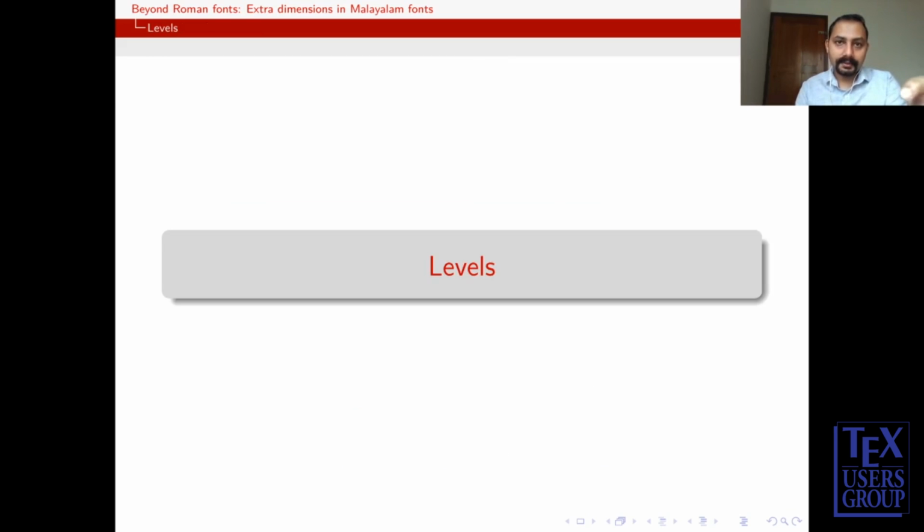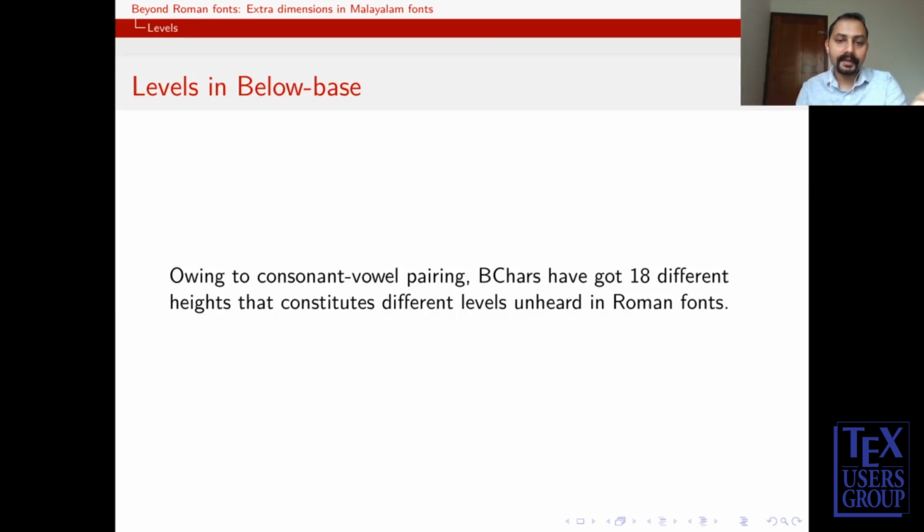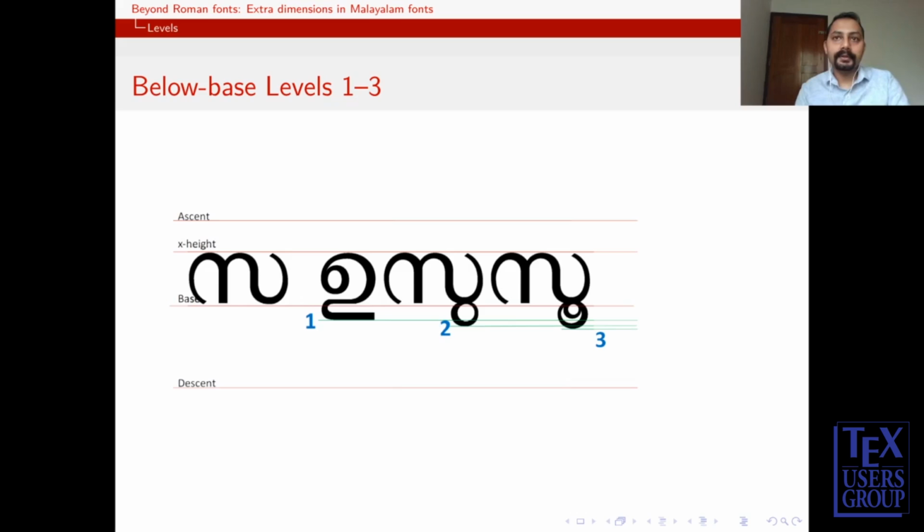And such conjuncts have multiple levels of descent depending on the shape and the characters involved. The traditional script designed by K.H. Hussain has counted about 18 different height levels when it comes to the stacked conjuncts. That's something not present in Latin typography at all. Even if you consider mathematical typesetting, 18 levels is not common. We show some examples of these below base characters with varying levels.